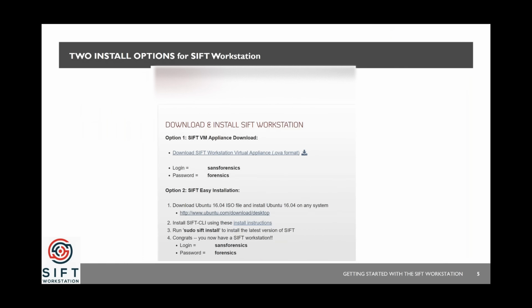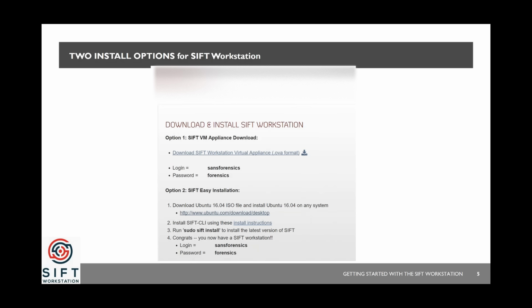So where do you get the SIFT Workstation from? How do you work with it? At this point, we have two different installation options available to you. The first is probably the easiest if you're just getting started: we have the SIFT Workstation in a simple file. It's an OVA format that you basically can use with VirtualBox or any of the virtualization products. It is an open virtualization standard.